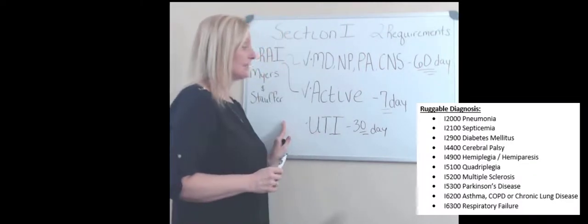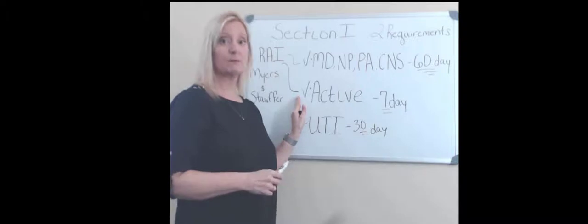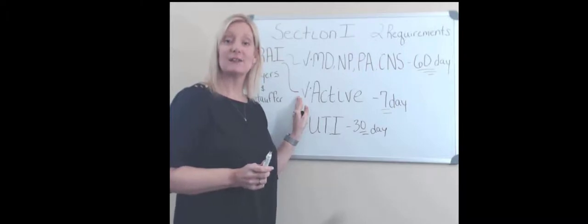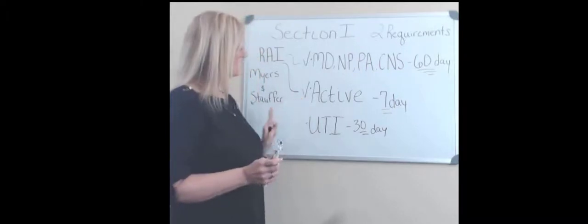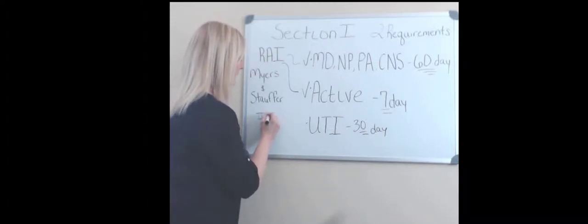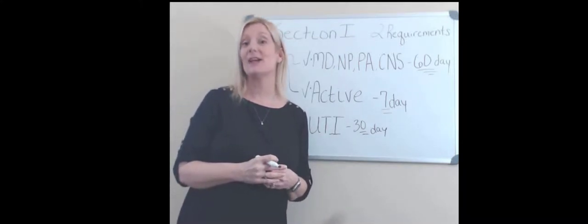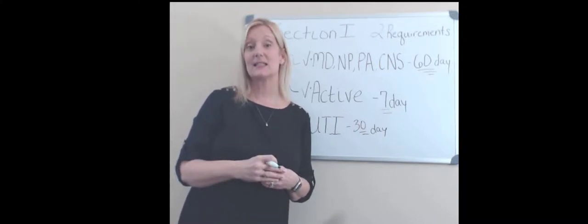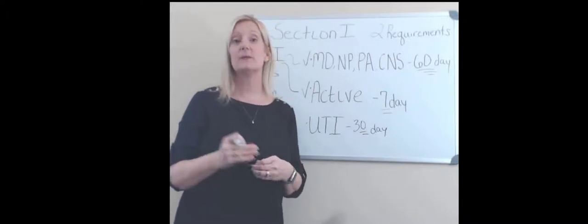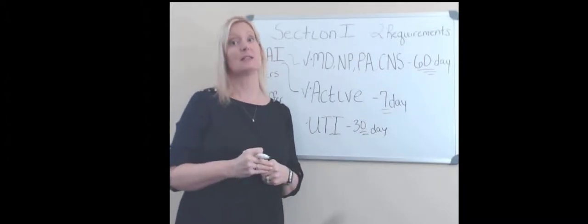So if you have a ruggable diagnosis and you do not have a medication or a treatment or a nurse's note to support that it was actively treated during that 7-day time period, then you're going to need to code that diagnosis in I-8000. Typically with I-8000, we code diagnoses that aren't listed above in that section. That section is for active diagnosis, so I-8000 would be a perfect place to code a ruggable diagnosis that you don't have all of the supportive documentation for.